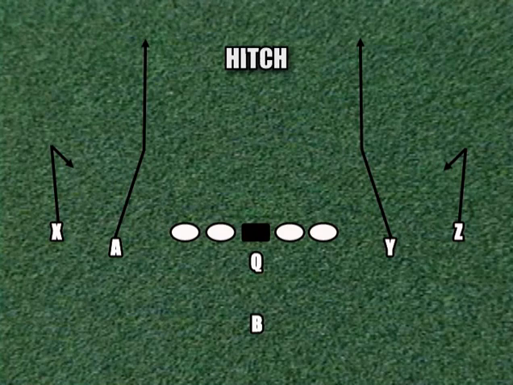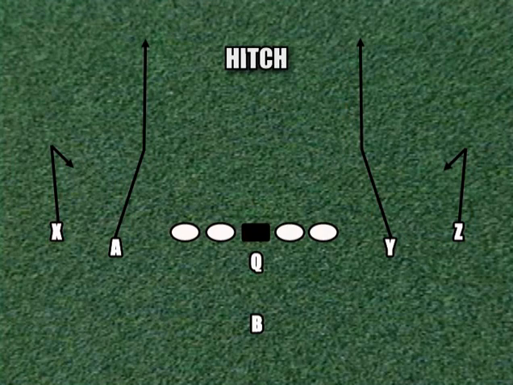On the hitch route, the X and the Z, the two widest receivers, are going to run a 6-yard hitch. We teach this as a 3-step route. Most people, if they come out of their stance, 3 steps should equal 6 yards. They're going to press the outside shoulder of the cornerback, and this should be a good timing throw for the quarterback. Once they get to that 3rd step, the quarterback should have the ball there as they come out of their break.